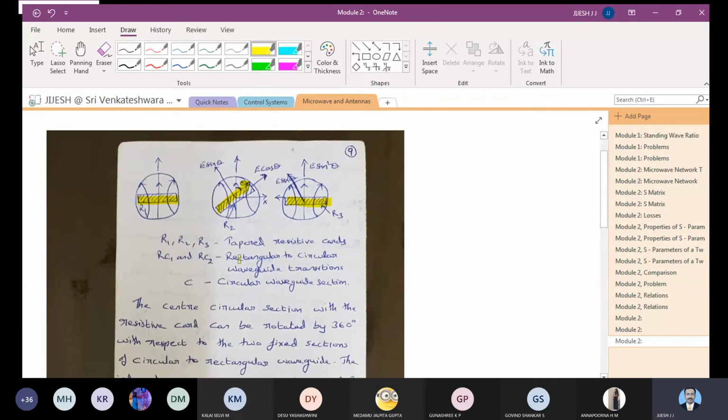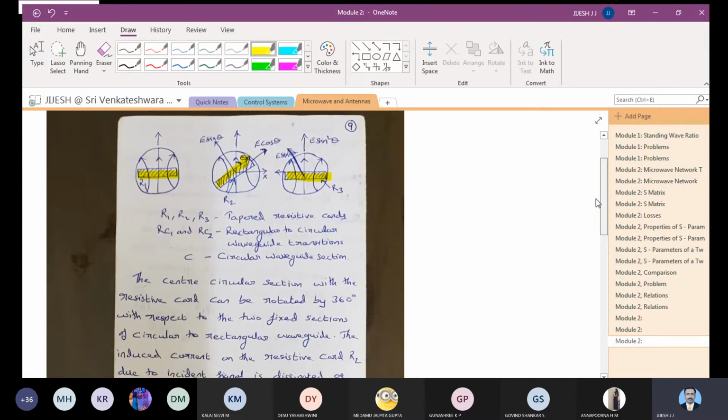RC1 and RC2 are rectangular to circular waveguide transitions. C is the circular waveguide. All these things I have told. The same thing is explained here.